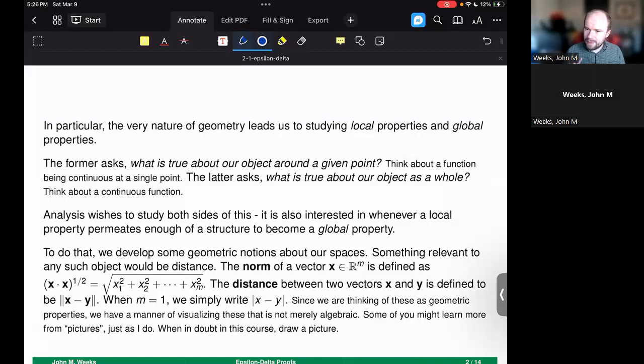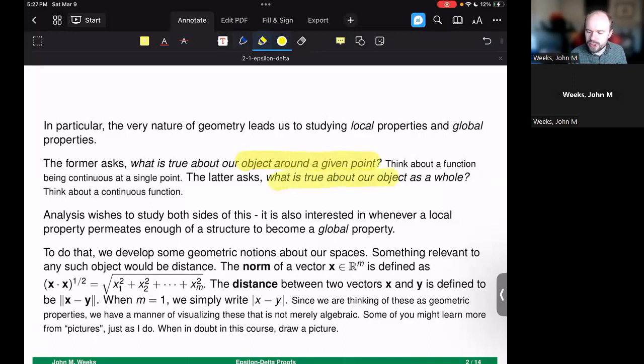So at the end of the day, what we're doing with all of this is asking about local properties, global properties, and the connections between them. The former asks, local properties are, what is true about our object around a given point? So for example, we would say that a function is continuous at a point x if something holds true around that particular point x. There's a little delta and a little epsilon window, you may recall. We'll get to those definitions in a bit.